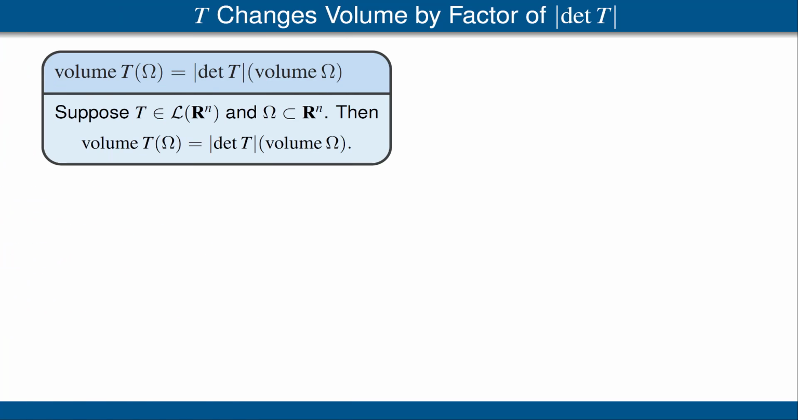We have shown how volume changes under positive operators and under isometries. Now we can put those results together in a very pretty way to show how volume changes under an arbitrary operator. Here's the result. Suppose T is an operator on Rn and omega is a subset of Rn. Then the volume of T of omega is equal to the absolute value of the determinant of T times the volume of omega.